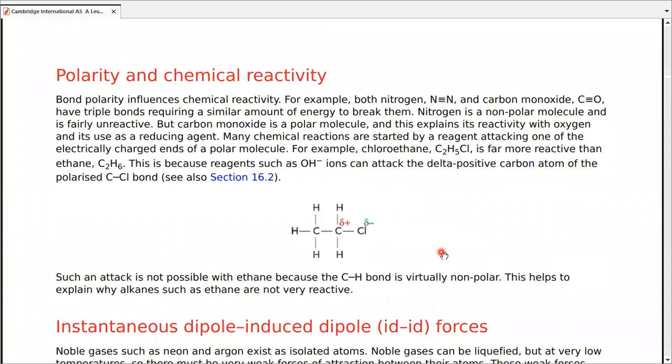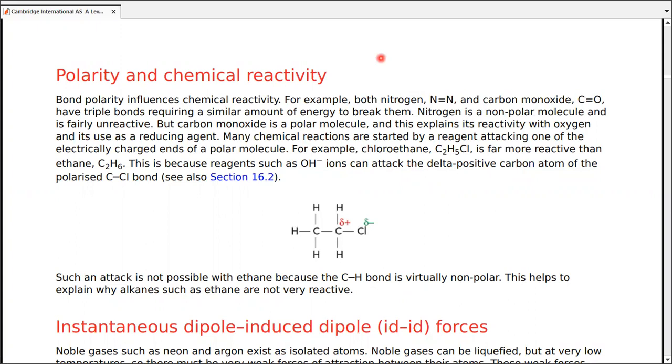So starting with polarity and chemical reactivity. All right, polarity and chemical reactivity. So bond polarity, or a bond being polar, having two dipoles, a partial positive end and a partial negative end, influences chemical reactivity. How does that happen?